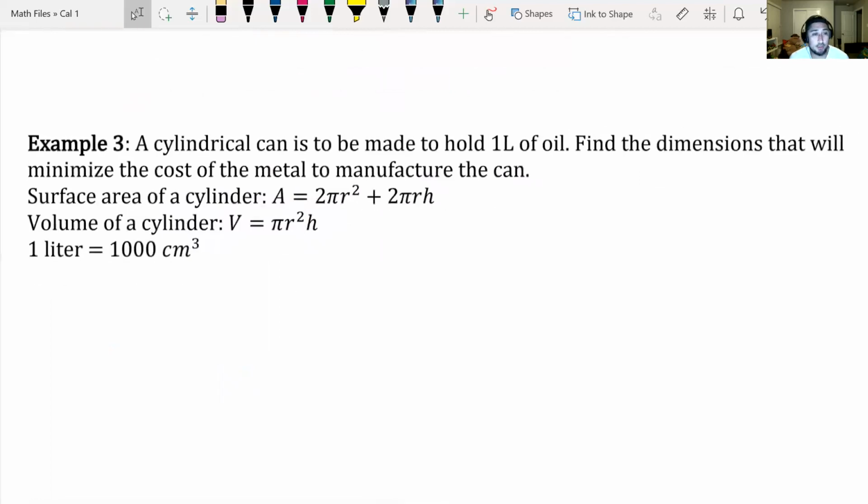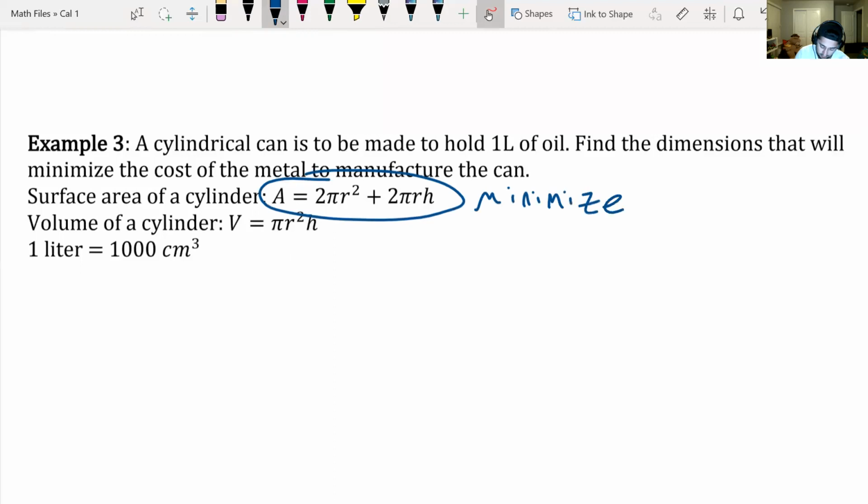Three, a cylindrical can is to be made to hold 1 liter of oil. Find the dimensions that will minimize the cost of the metal to manufacture the can. So the equation for the surface area of a cylinder, because the cylinder is the can, will be A equals 2 pi r squared plus 2 pi rh. So that's the formula we will be using. That is the formula we are meant to minimize, okay? That's what we need to minimize.